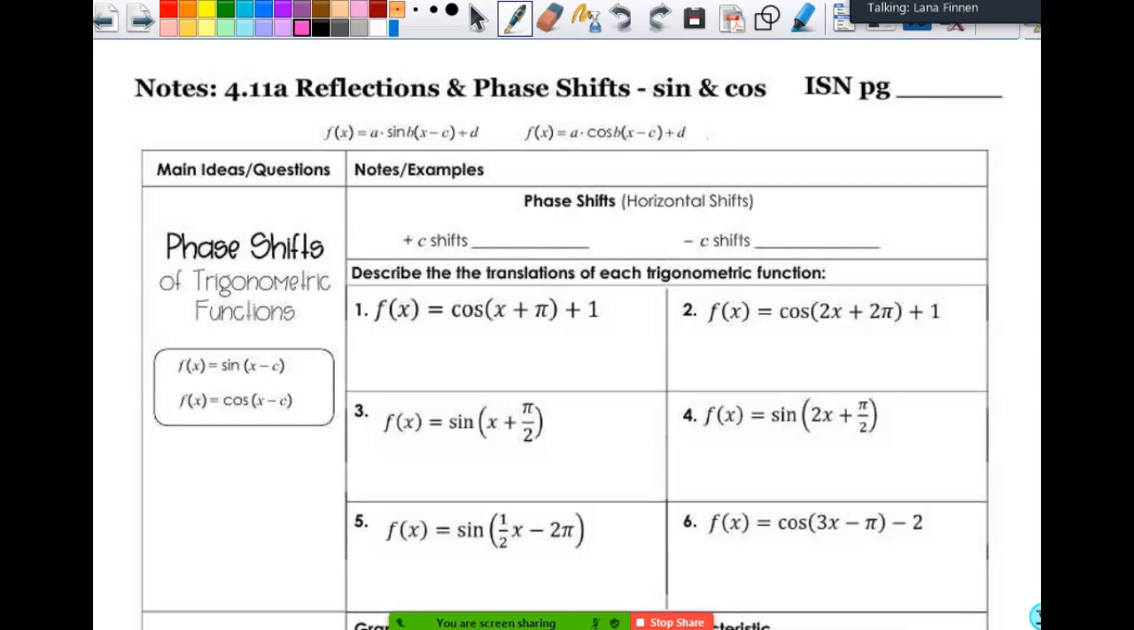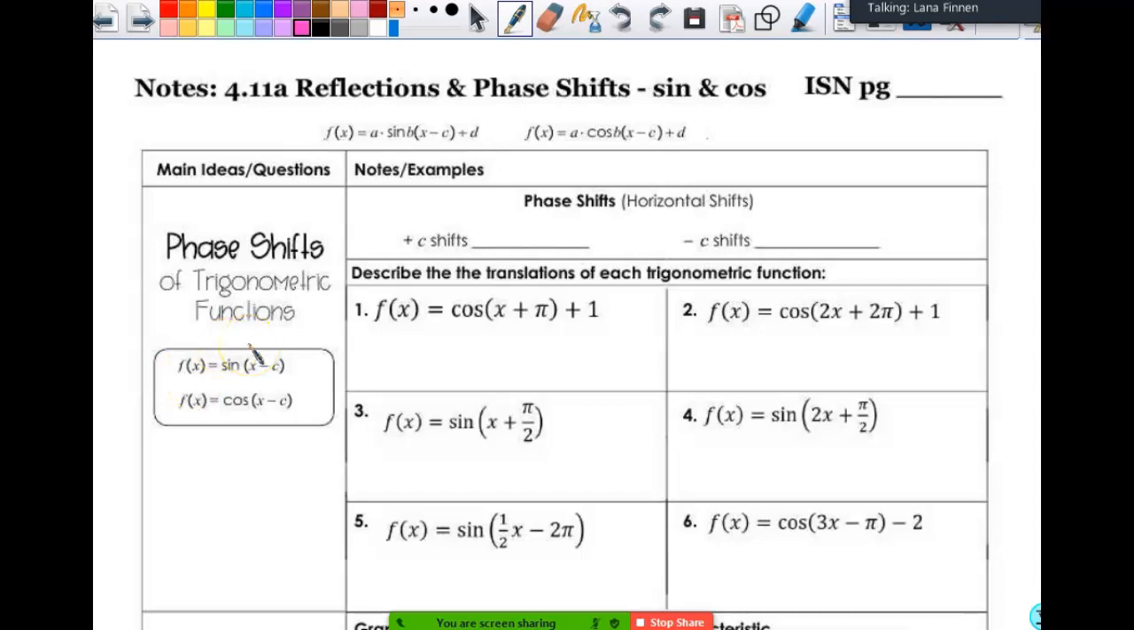Alrighty, so we are adding in reflections and phase shifts to what we've already done. As far as the transformations go, we've done A, B, and D. We're throwing C in there today. So I put up here again the full everything with A, B, C, and D, but we're going to talk just about what C does.